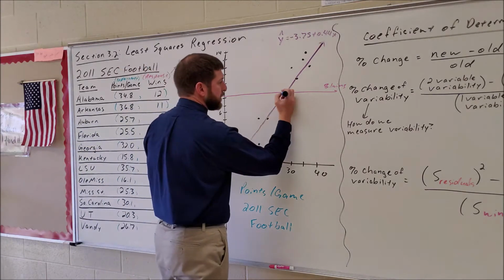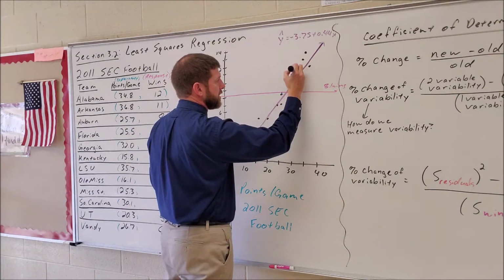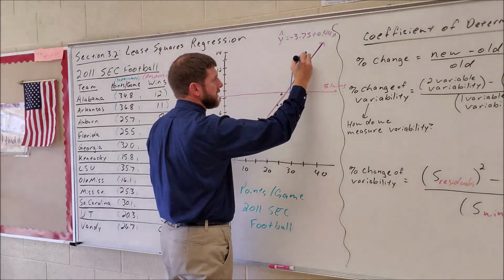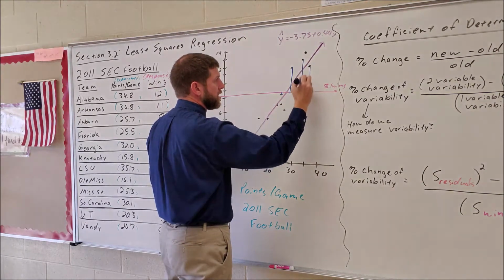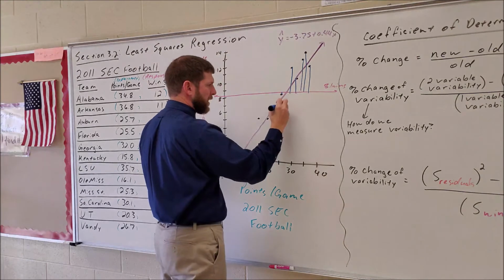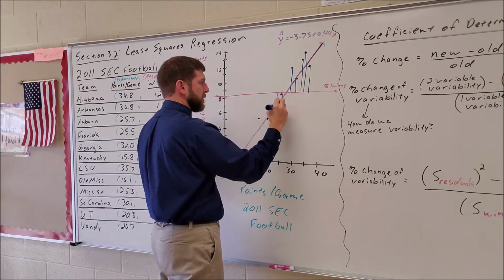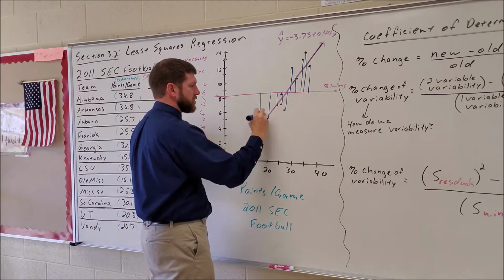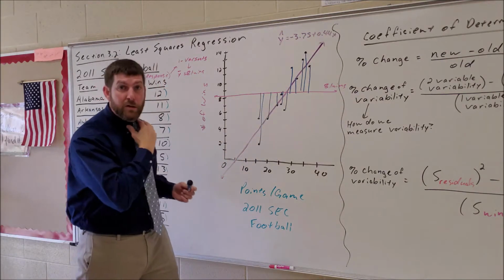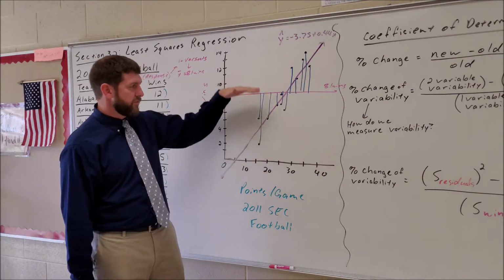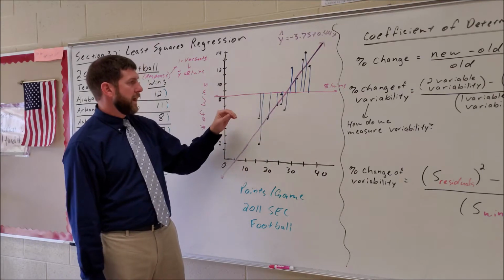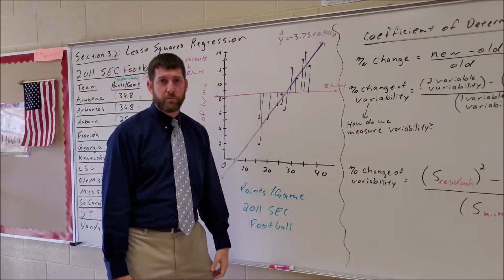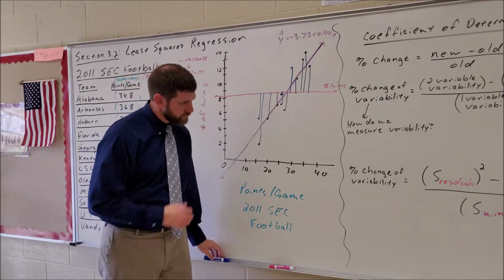So I can see that all of these teams missed that guess of 8.1 wins by quite a bit, right? Some of them had 13 wins. Some of them had 5 wins. All right, so there's a lot of variability. Those blue lines right there, that's the amount of variability that just guessing off of average number of wins introduced.